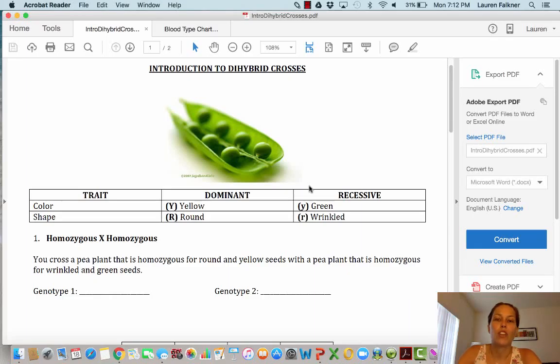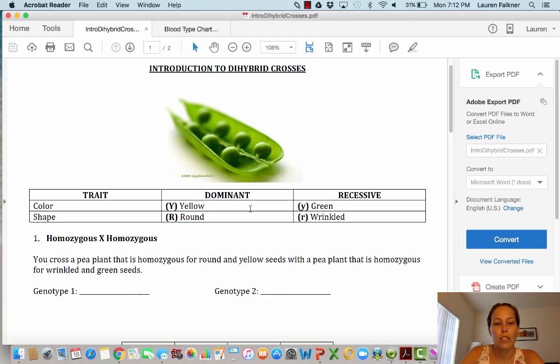Hi, today we're going to take a look at two trait crosses. We're going to also take a look at dihybrid crosses. So two trait crosses, or dihybrid crosses, are looking at two genes and the allele combinations of two genes. In this instance, we are going to take a look at the gene for seed color and the gene for seed shape, and I've already got them spelled out here.